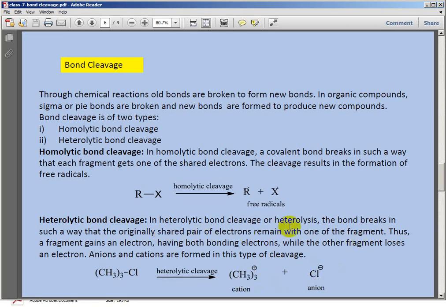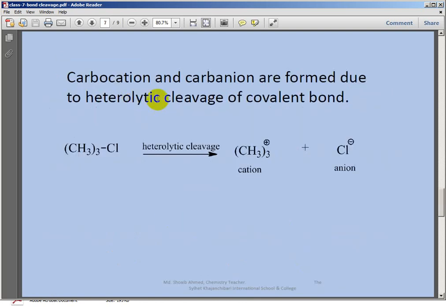Okay, in heterolytic bond cleavage, the bond breaks in such a way that the original shared pair of electrons remains with one of the fragments. Thus, one fragment gains an electron, having both bonding electrons, while the other fragment loses an electron. Anions and cations are formed in this type of cleavage. 5 minutes remaining. Carbocation and carbanion are formed due to heterolytic cleavage of a covalent bond.